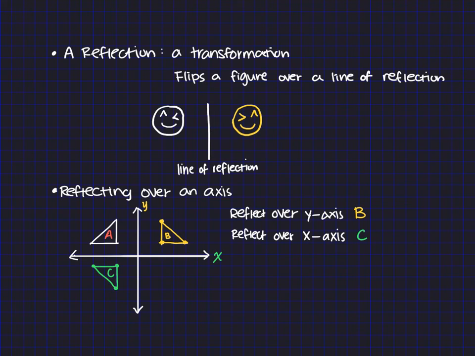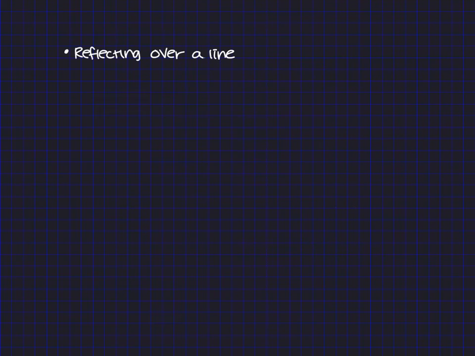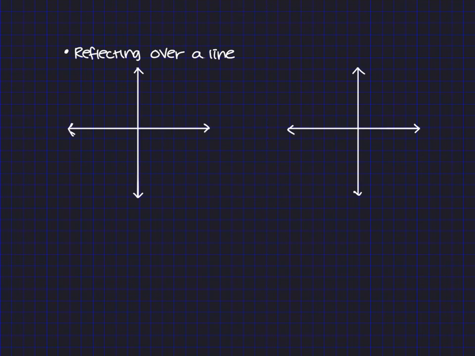Okay, so it's going to look very similar. In fact, they should look identical. They are just going to be reflected or flipped over a line of reflection. Now, what if you have a reflection over a line, not necessarily an x-axis or y-axis, but a line? It's going to be either horizontal or vertical. So I drew 2 graphs so that I can give you 2 different examples of reflecting over a line.